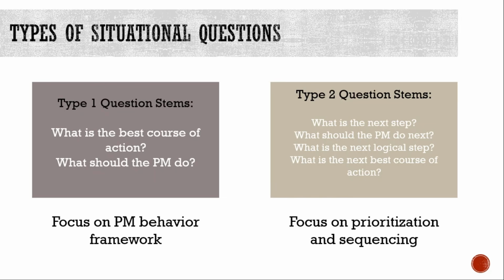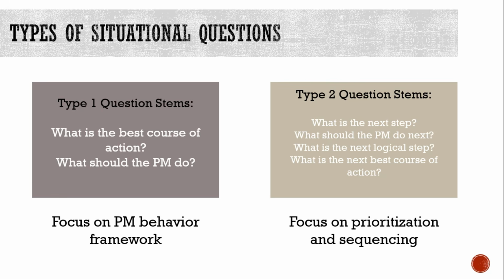And now that we have understood what an ideal project manager behavior framework is, let's go ahead and try to understand what type of situational questions you might expect in the PMP exam. If you see the types of situational questions in the PMP exam, you will find two types, differentiated in terms of the question stem. Type 1 question stems talk about what is the best course of action or what the project manager should do. These questions ideally focus on the project manager behavior framework, which we just learned.